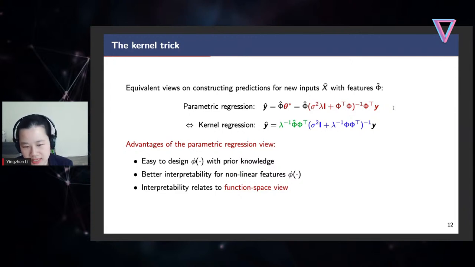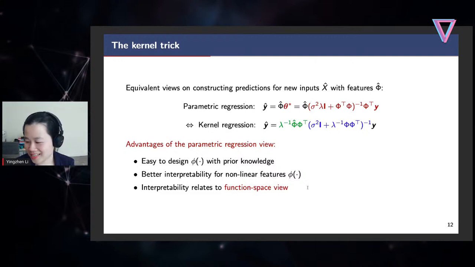And also, since you actually define these phi features before you fit the theta parameters, you understand what kind of features you are going to use in your model. So this will be better for the sake of interpretability. And especially, the nonlinear regression in this parametric view is essentially doing linear regression, or a linear combination, between feature functions, so you can understand the behavior of the fitted function in the function space.